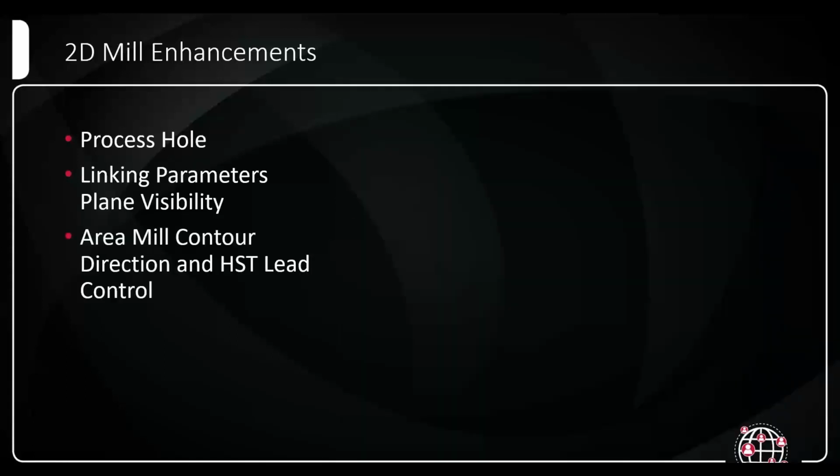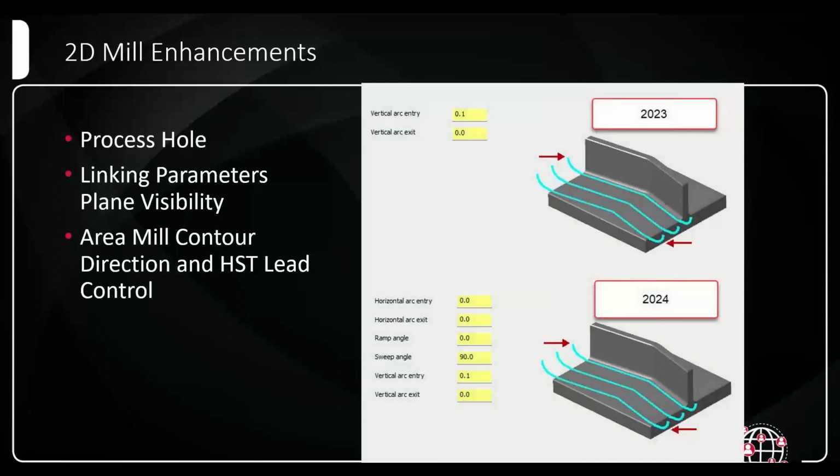Okay, so this one's kind of a small one here. Area mill contour now has some more direction control. So we now have open chain direction controls, where before I believe you only had one way. Now you have one way or zigzag. But probably the biggest change in area mill is the fact that we now have a lot more control when it comes to our leads.